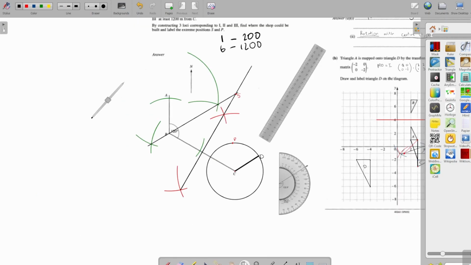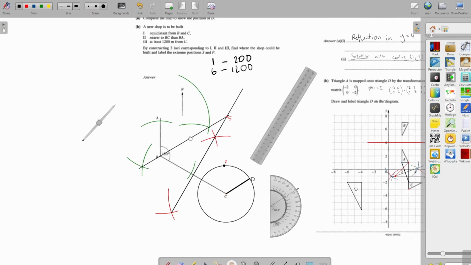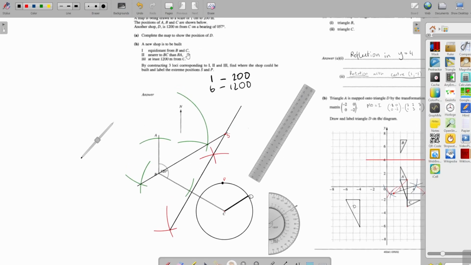So I made a bit of a mistake on this question, and I just need to point it out. Our point P won't actually be here, because our point P needs to be equidistant from B and C. So any place where P can be, it has to be on this line.